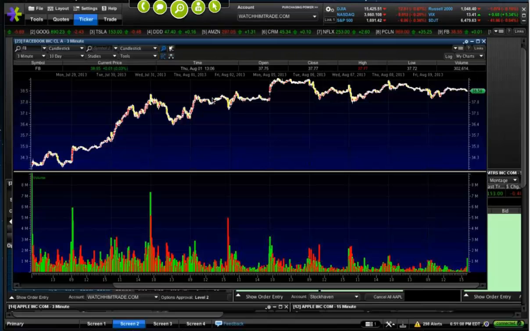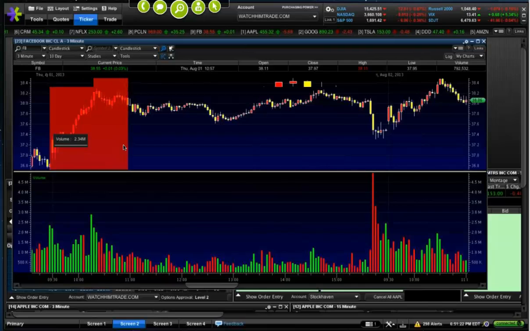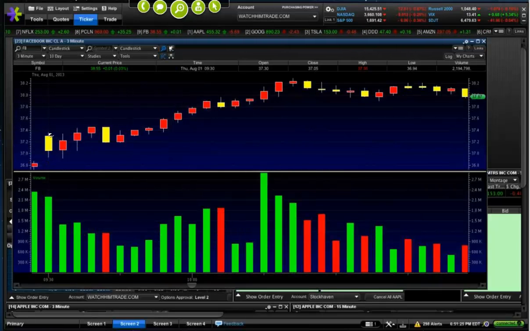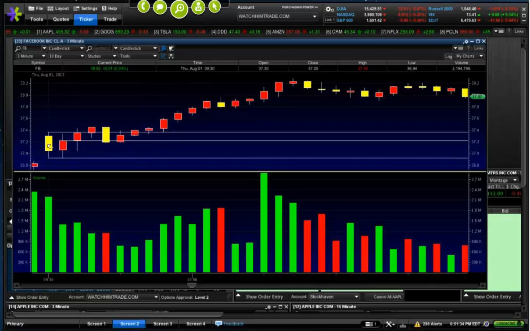All right, next example on Facebook comes on August 1st. So here we go again. Initial 3-minute low, 36.94. Initial 3-minute high, 37.36. Initial 6-minute high, 37.34. Initial 6-minute low, 36.92. Initial 6-minute close, 37.22. All right, at 9:39, we get a move.